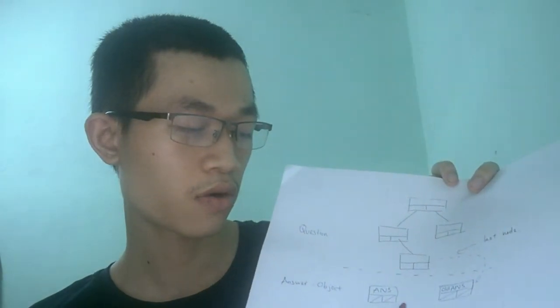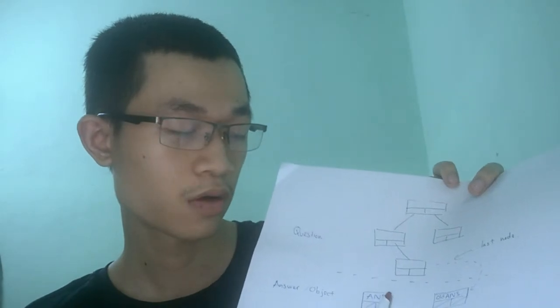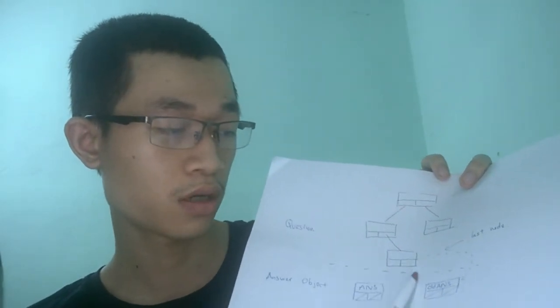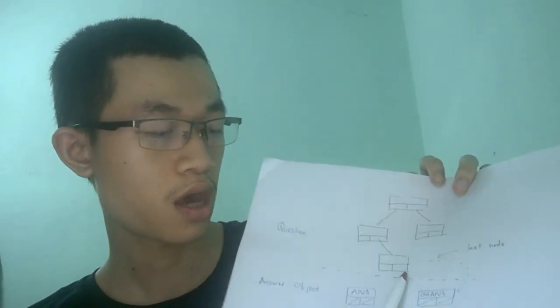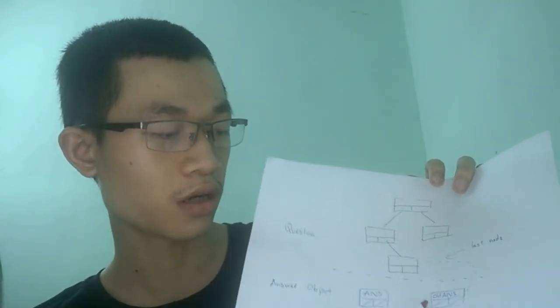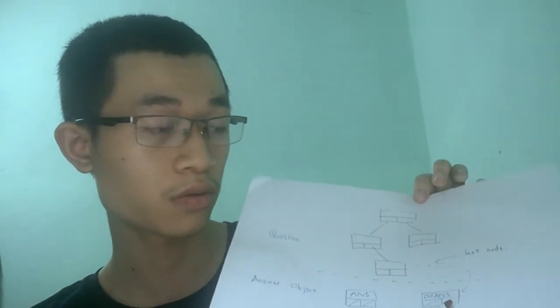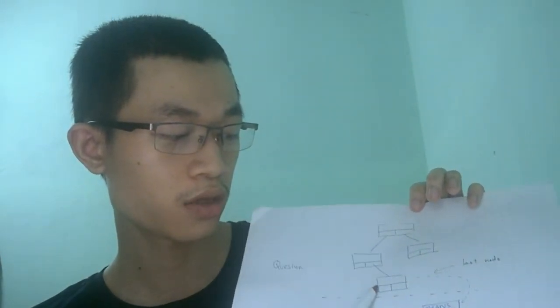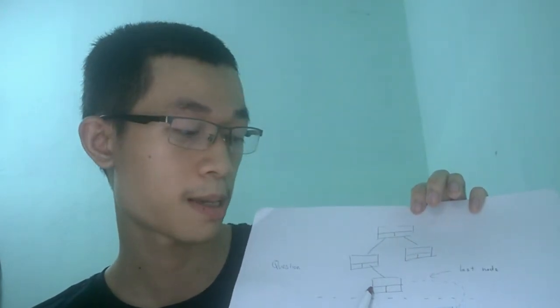the node storing the new answer will be linked into the no branch of this node, and the old answer stored in this node will be linked into the yes branch of the last node of the tree.